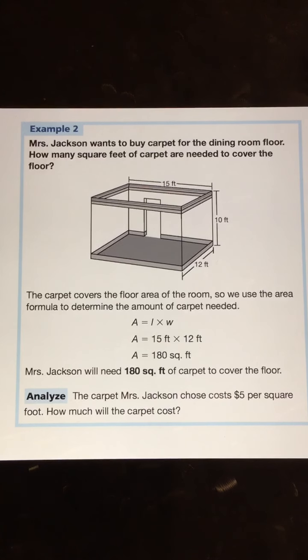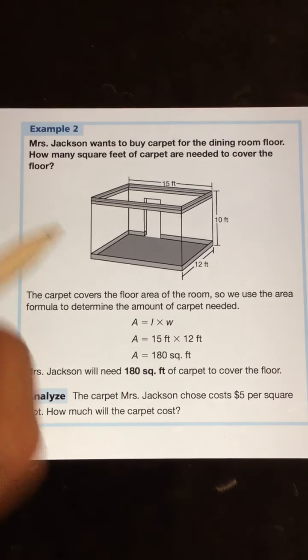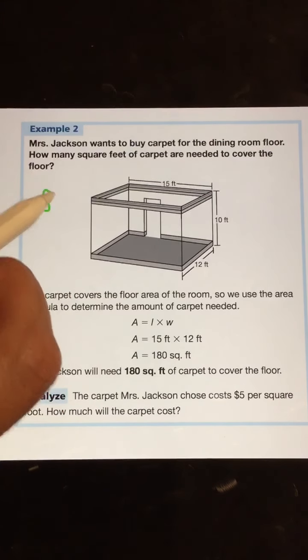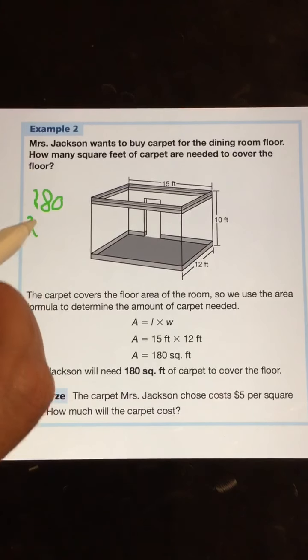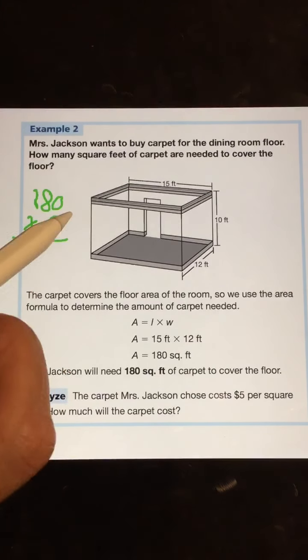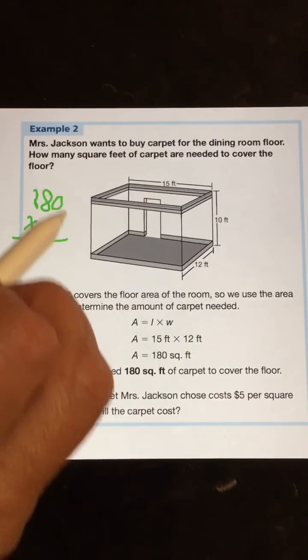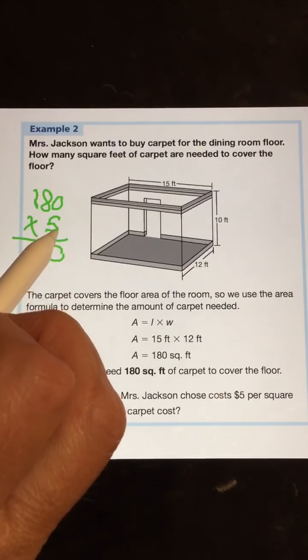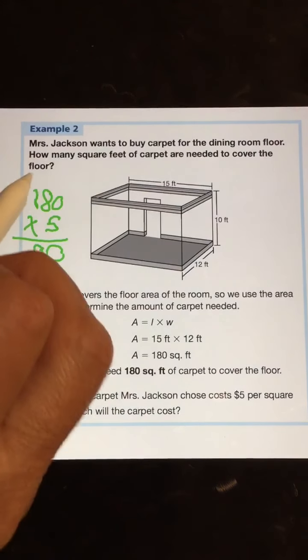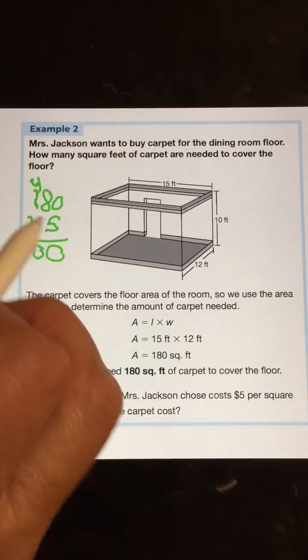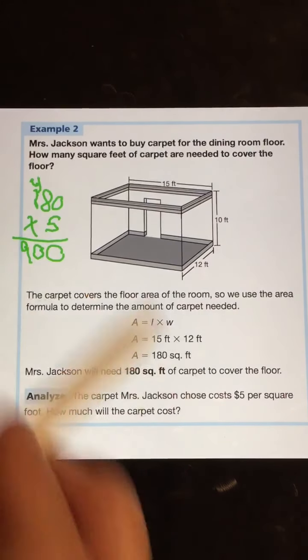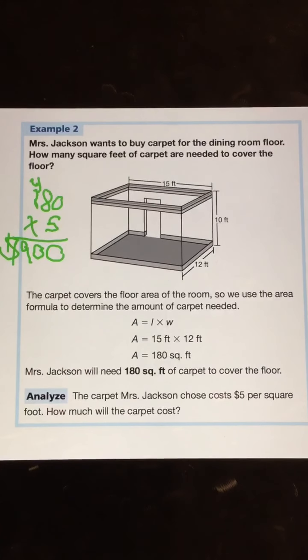So we would have to figure out how much the carpet would cost. So we would end up doing the 180, let's make that bigger, times 5. I think that sounds pretty cheap for carpet. So I have my 0, obviously. My 8 times 5 is 40. Put my other 0 here. I put my 4 up here. 1 times 5 is 5 plus 4. I have $900 for carpet. Correct? And that actually sounds really cheap too. And I have gotten carpet for rooms, so don't let that fool you.